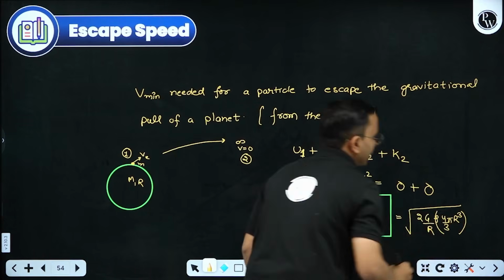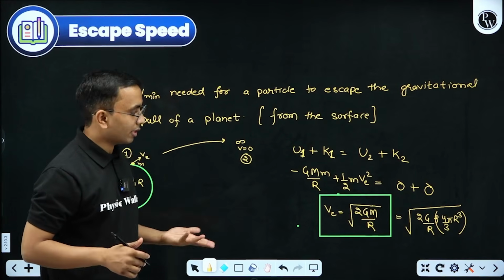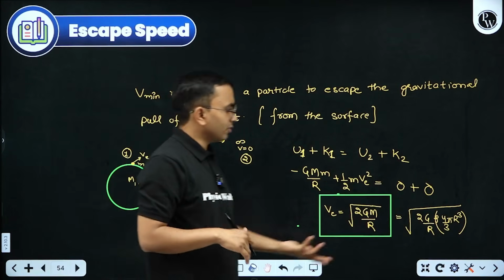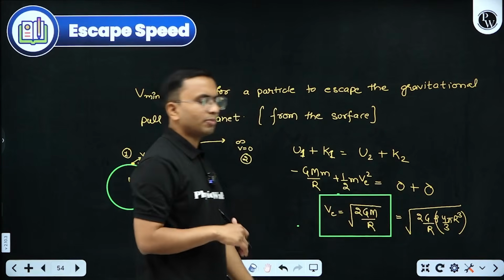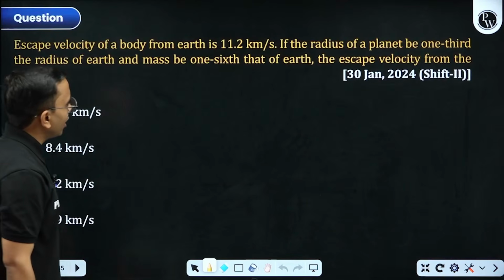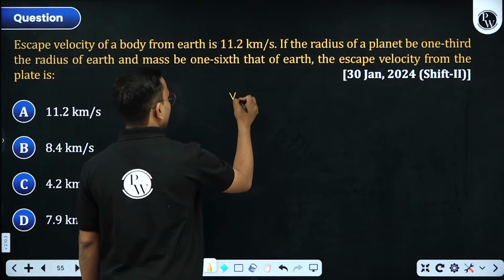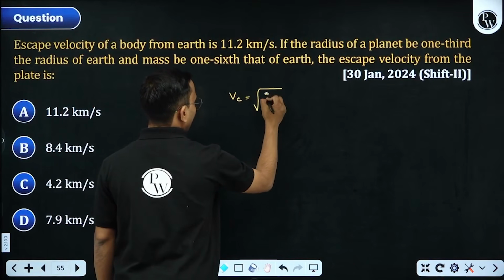So this becomes in terms of my density. Sometimes the relation is with the density, therefore I am writing it. Do not remember this formula specifically, just put mass as 4 by 3 pi r cube into the density. Now coming back to this question. If I write the formula, V escape is equal to root of 2 gm by r.